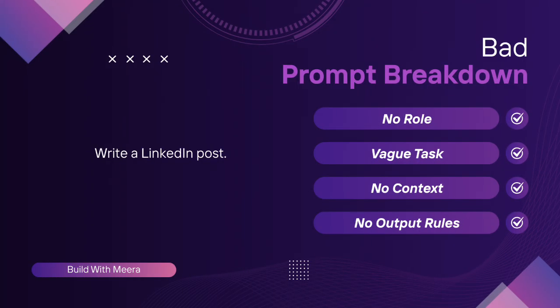Now, let's try out two prompts. The first prompt we'll be trying is: write a LinkedIn post. When you look at this prompt, it has no rule. The text is vague, with no context and no output rule. Then, this same prompt, I am going to redevelop it to have role, task, context, and output rule. Basically, I'm just going to re-engineer this prompt using the RTCO Framework.